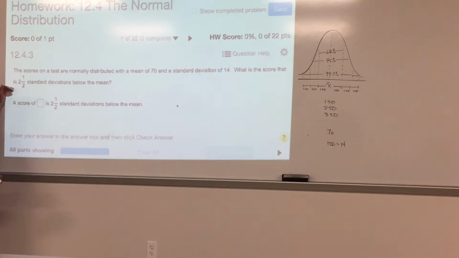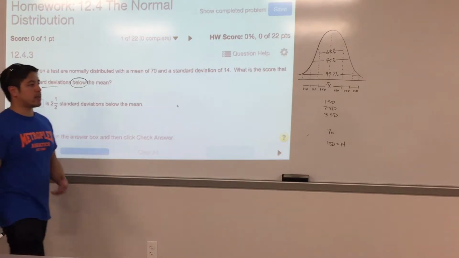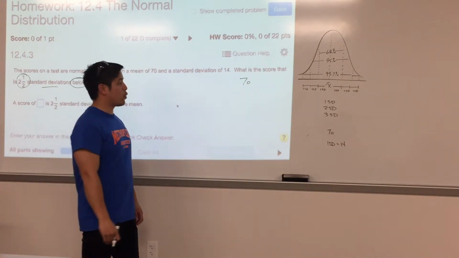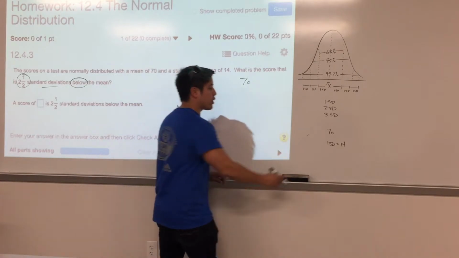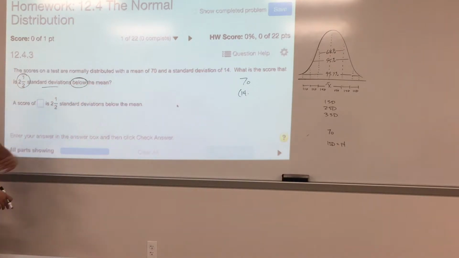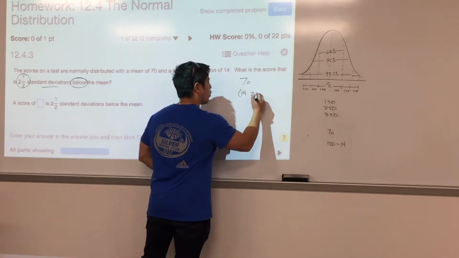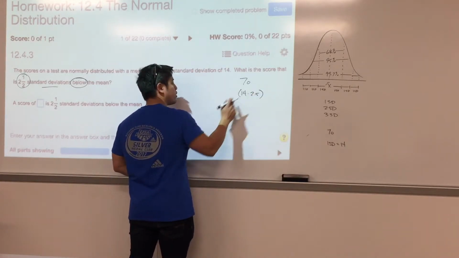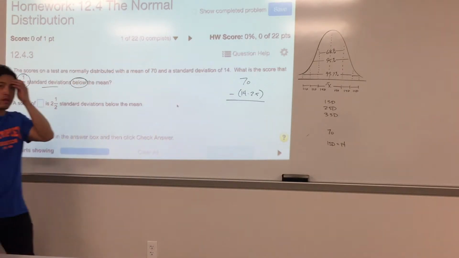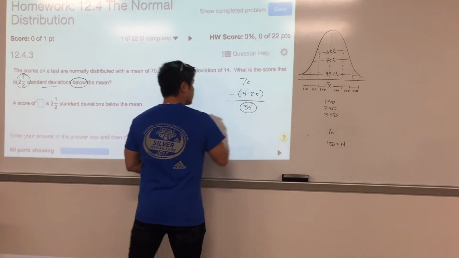What is the score that is 2.5 standard deviations below the mean? Let's look at the data. So 2.5 is key, obviously it's standard deviations, and the other thing is below. That's key. How do you answer a question like that? It's really easy. You have to take your mean, right? If we want 2.5 standard deviations, what does 14 get multiplied by? 2.5. That's it. And since they say below, what are we going to do? Subtract it. That's it. Done. Somebody give us the answer. What was it? 35. And that's it. Done.